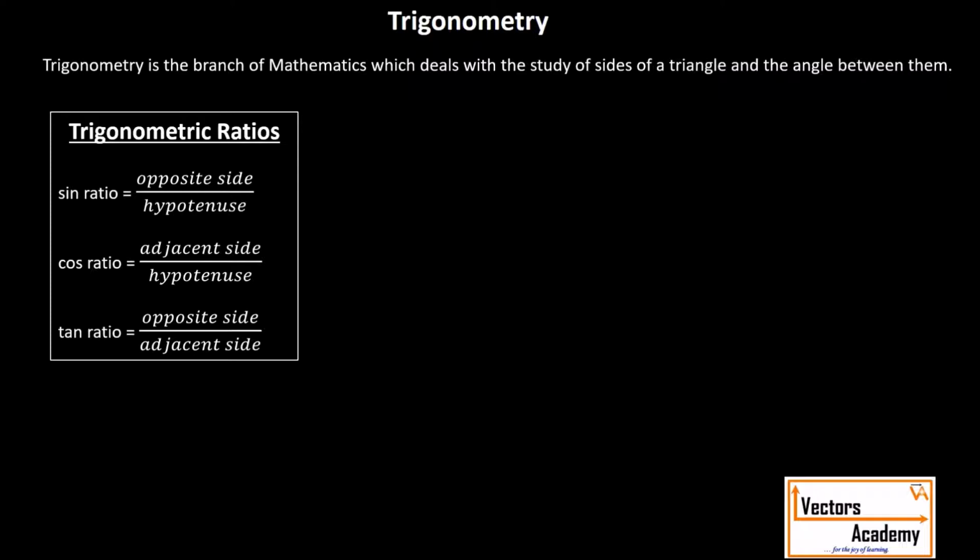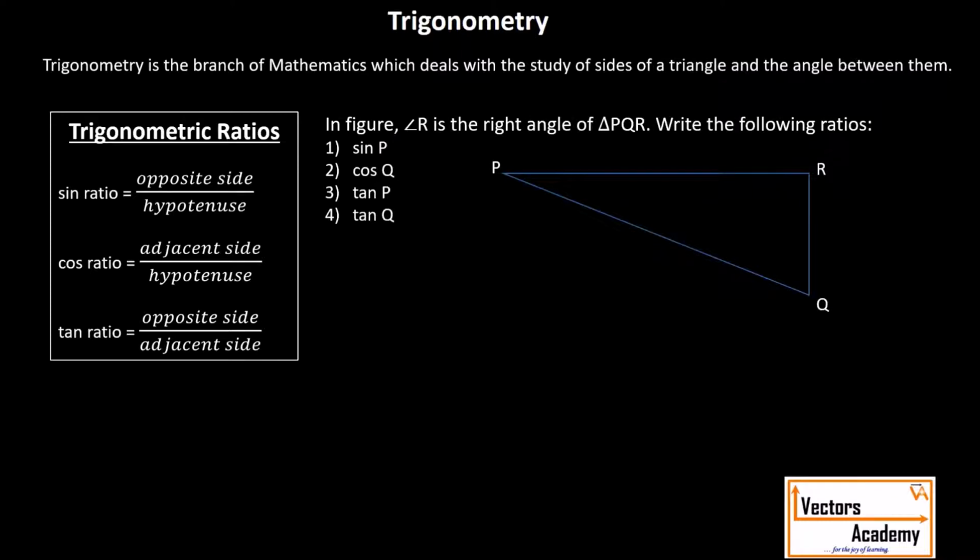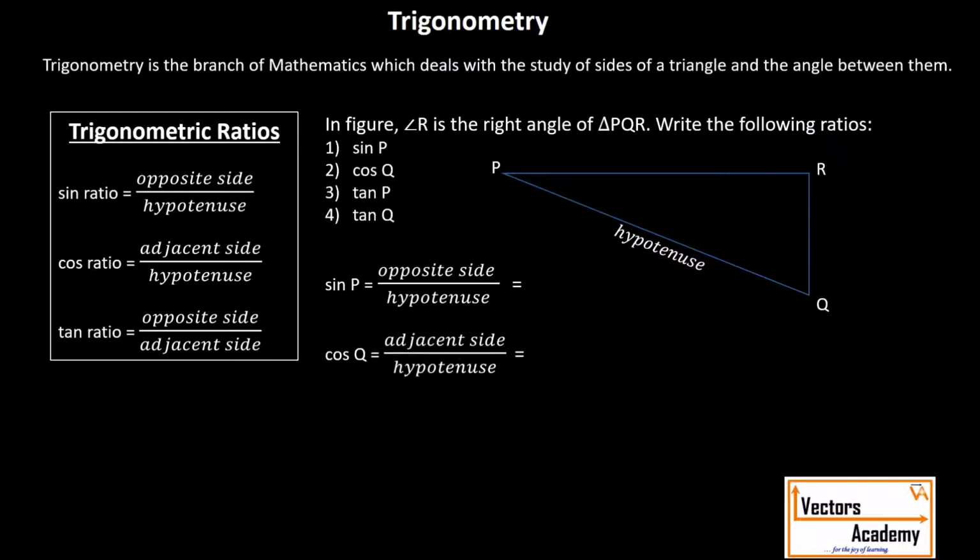Let's have a quick look at a simple example. Now this is a given triangle. We have to find certain ratios, that is sin P, cos Q, tan P and tan Q for the given triangle. Now, any right angle triangle just has one hypotenuse, that is PQ. The longest side is called the hypotenuse. Now, we'll write down the formulas for each of the following ratios.